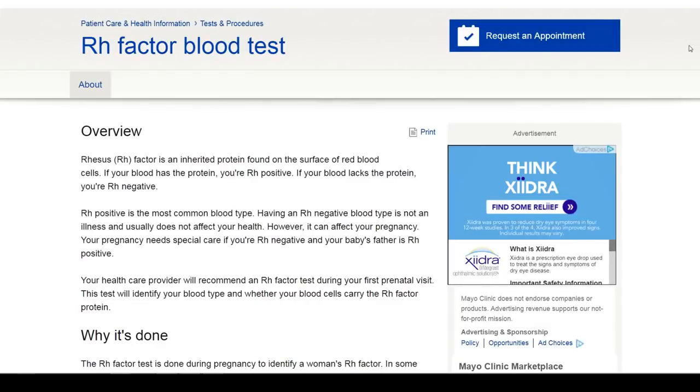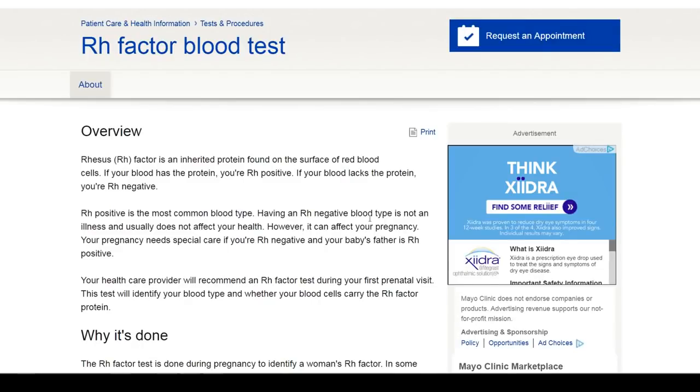So it's an inherited protein found on the surface of red blood cells. If your blood has the protein, you're RH positive. If your blood lacks the protein, you're RH negative. RH positive is the most common blood. Having an RH negative blood type is not an illness and usually does not affect your health. However, it can affect your pregnancy.